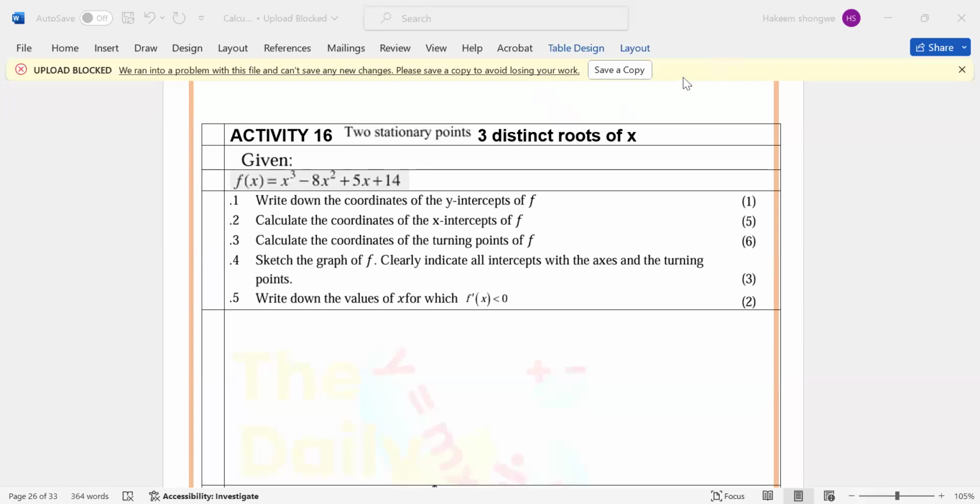Yeah, so we have our activity number 16. We have 2 stationary points, and then we have 3 distinct roots of x. So 3 different values of x. They're not the same. x1, x2, and x3, they're not the same.